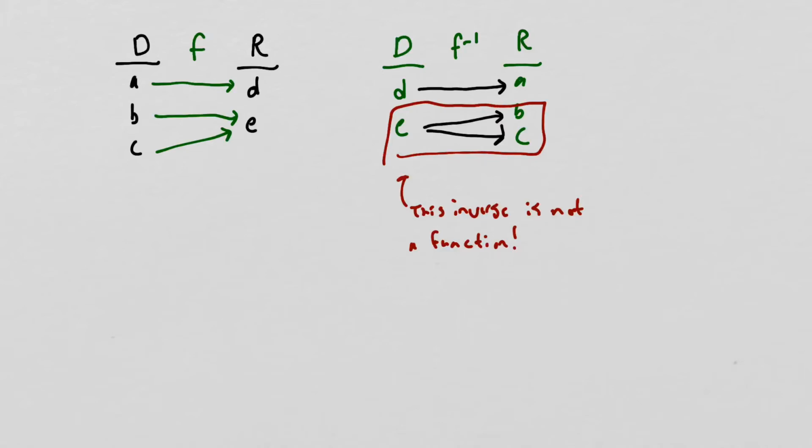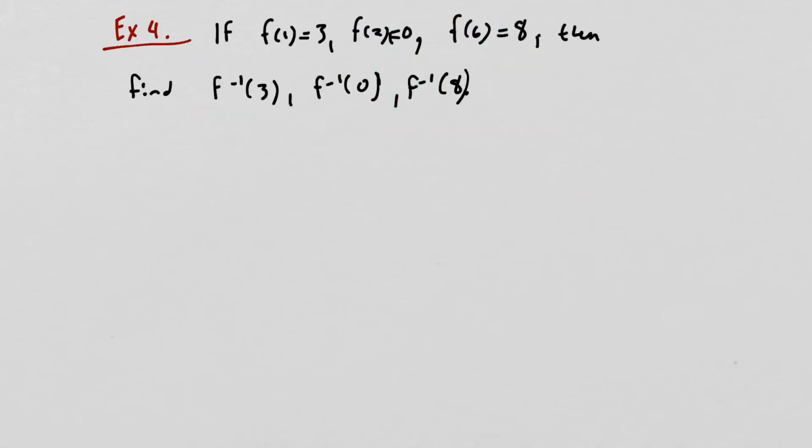Let's reiterate this definition by looking at a problem. In this problem, we're given the evaluation of the function f: f of 1 is equal to 3, f of 2 is equal to 0, and f of 6 is equal to 8. What we want to find is the evaluation of f inverse at 3, f inverse at 0, and f inverse at 8.